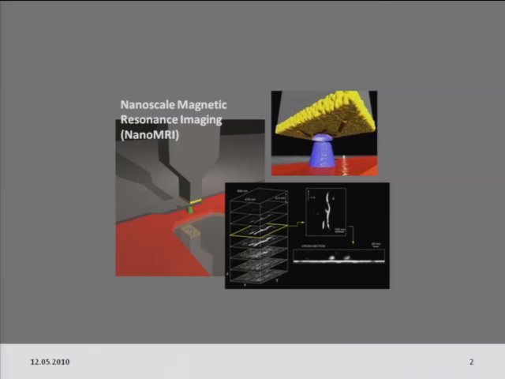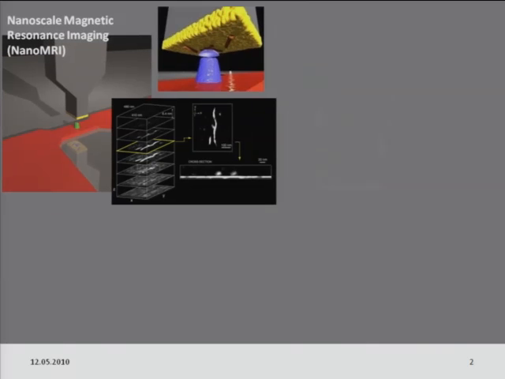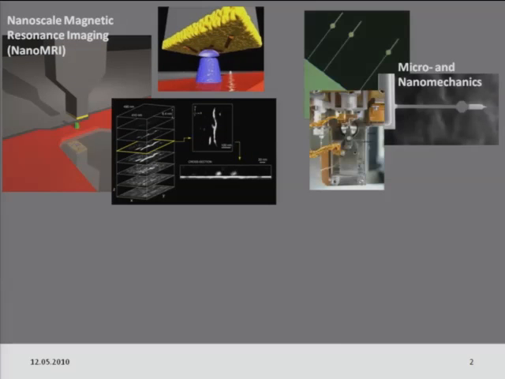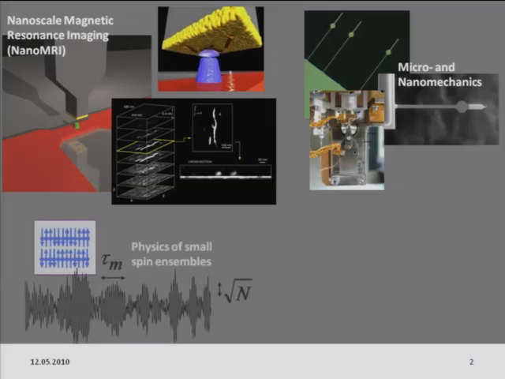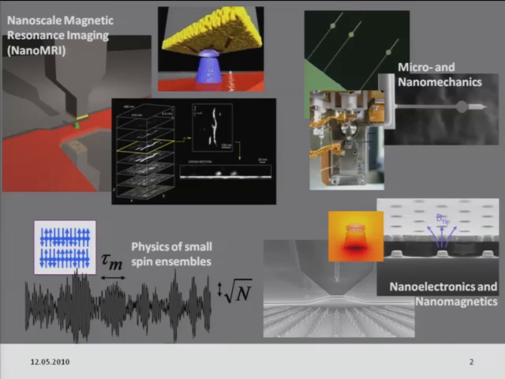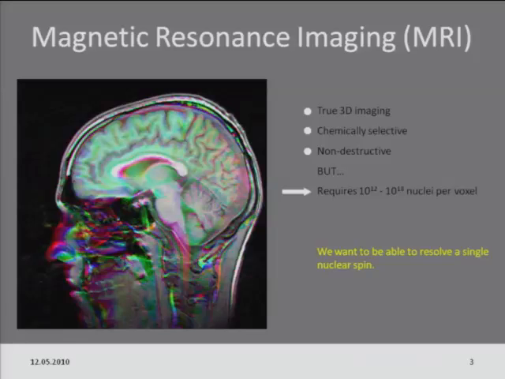Okay, so as I said, the topic will be nanoscale magnetic resonance imaging, and it's going to involve a few different subtopics. We're going to talk a little bit about micro and nanomechanics, also about the physics of small spin ensembles, and a little bit about nanoelectronics and nanomagnetics. All of these three parts are critical pieces of physics that go into the task of nanoscale magnetic resonance imaging. So most of you are probably familiar with magnetic resonance imaging.